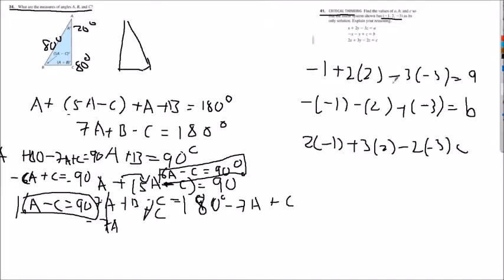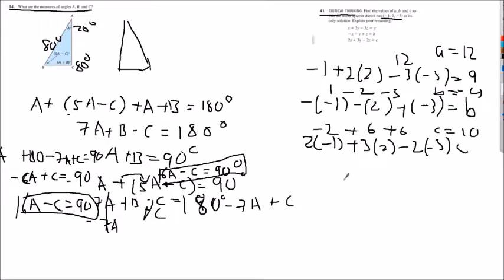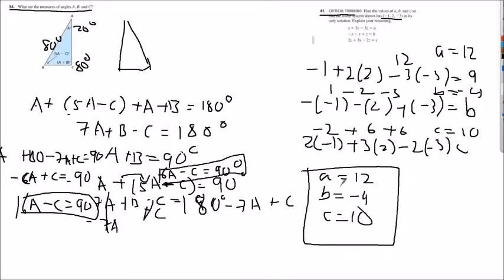So what's negative 1 plus 4 plus 9? Negative 1 plus 4 plus 9 is 12. So a is equal to 12. Negative 1 minus 2 minus 3 gives b equals negative 4. And then 2 times negative 1 is negative 2, plus 6 plus 6, so c is equal to 10. Easy, we're done. a is 12, b is negative 4, and c is 10. That's the answer.